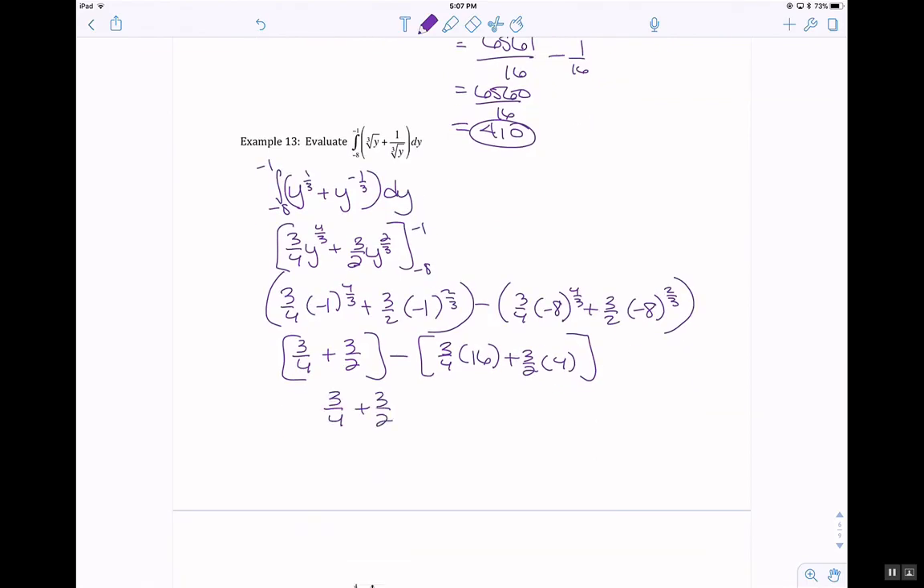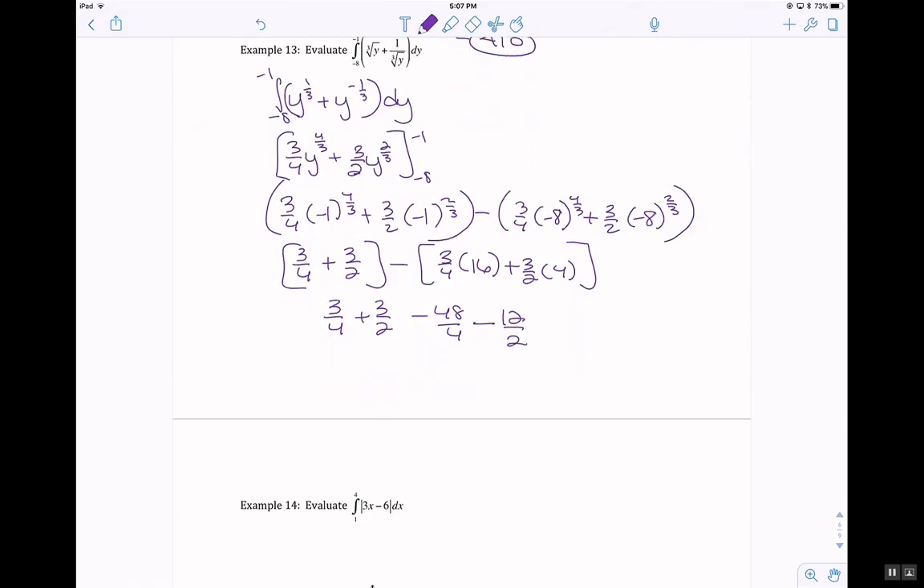So 3/4 plus 3/2 minus 48 over 4 minus 12 over 2. So put everybody in common denominator 4. So 3/4 plus 6/4 minus 48 over 4 minus 24 over 4. So I get -63 over 4.